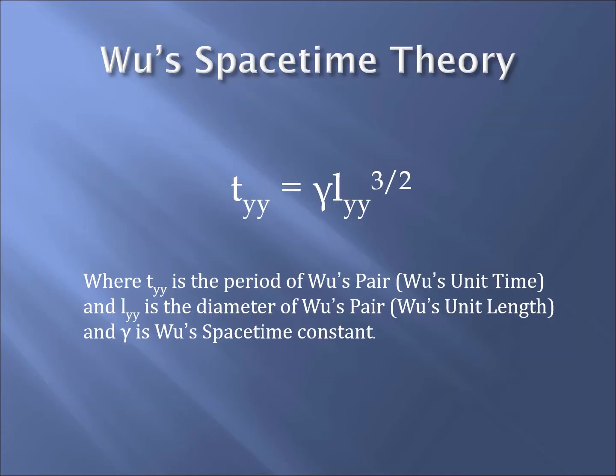This is Wood's spacetime theory. TYY equals gamma LYY^(3/2), where TYY is the period of Wood's pair, Wood's unit time, and LYY is the diameter of Wood's pair, Wood's unit length, and gamma is Wood's spacetime constant. A detailed mathematical derivation can be found in my paper and book.